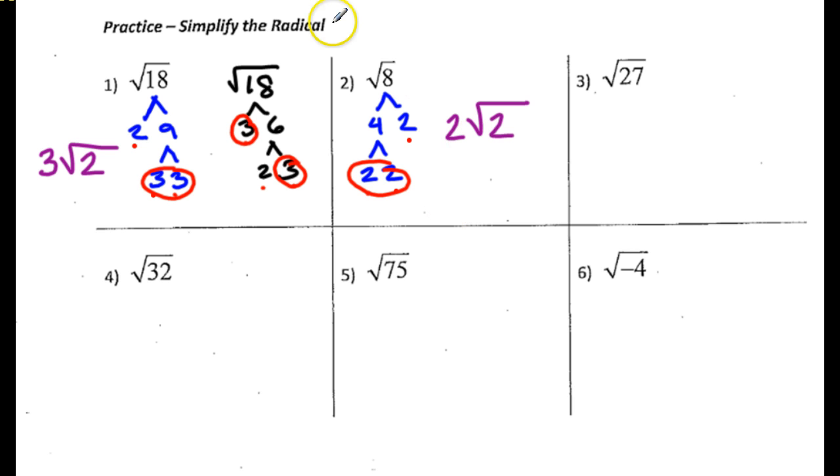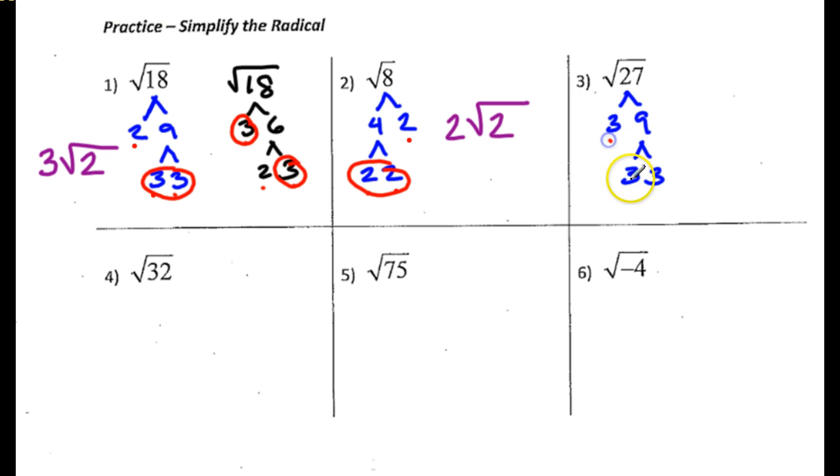Alright, and let's do one more here. Square root of 27, not a perfect square. So to simplify it, 27 can be 3 times 9, right? And then break it down as much as you can. 3, it's done. But 9 is 3 times 3.